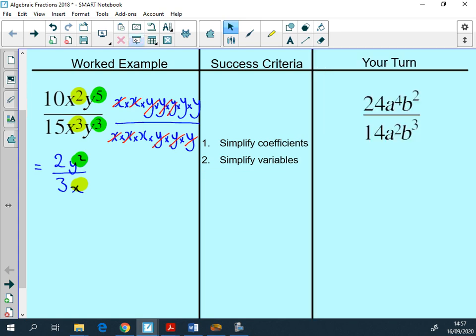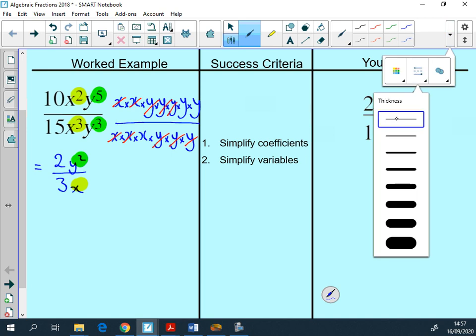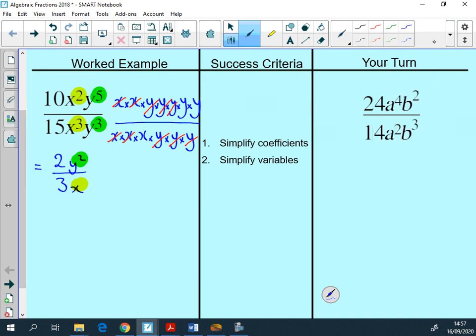Now there's one here for you to try, so can you try that one first? Start with the coefficients, then try the variables. Pause the video, take as long as you need to practice this, and then press play, and we'll see how we get on.